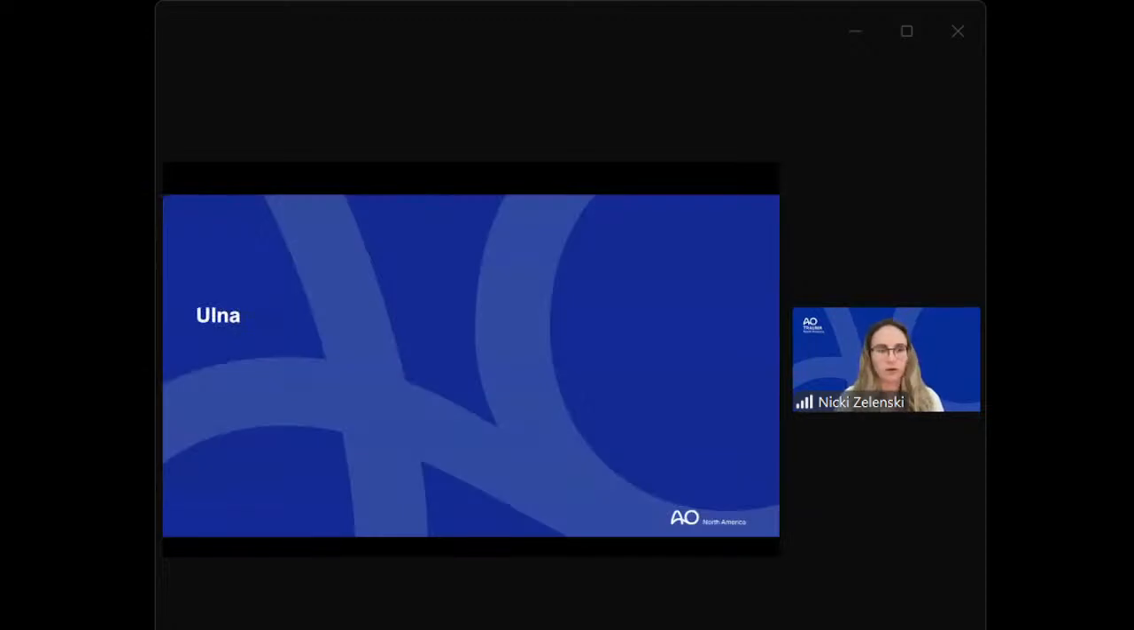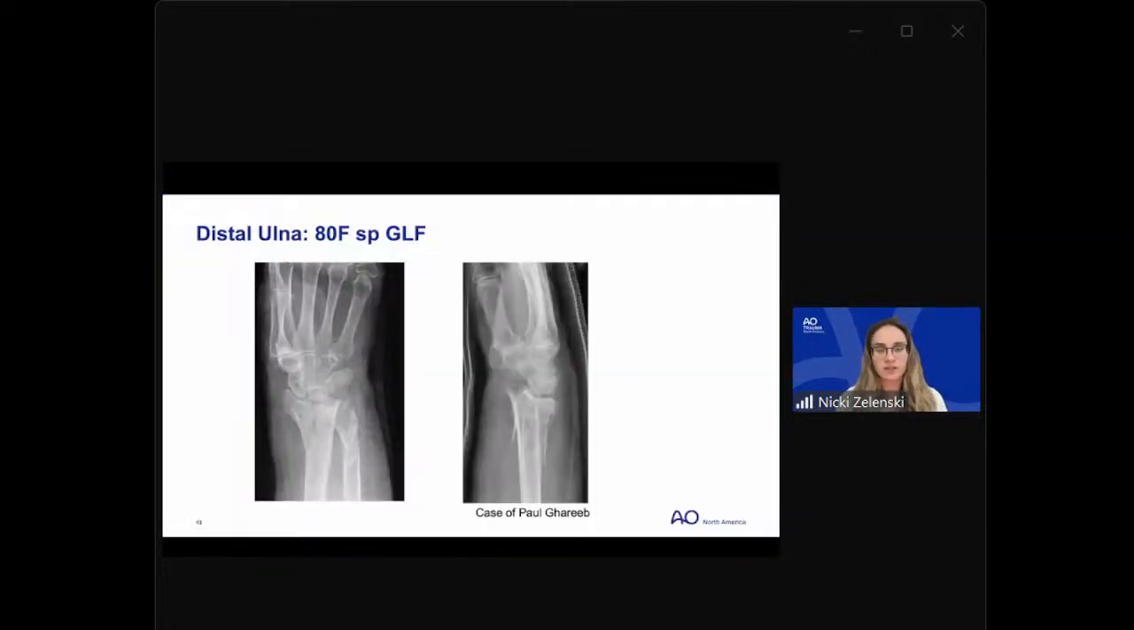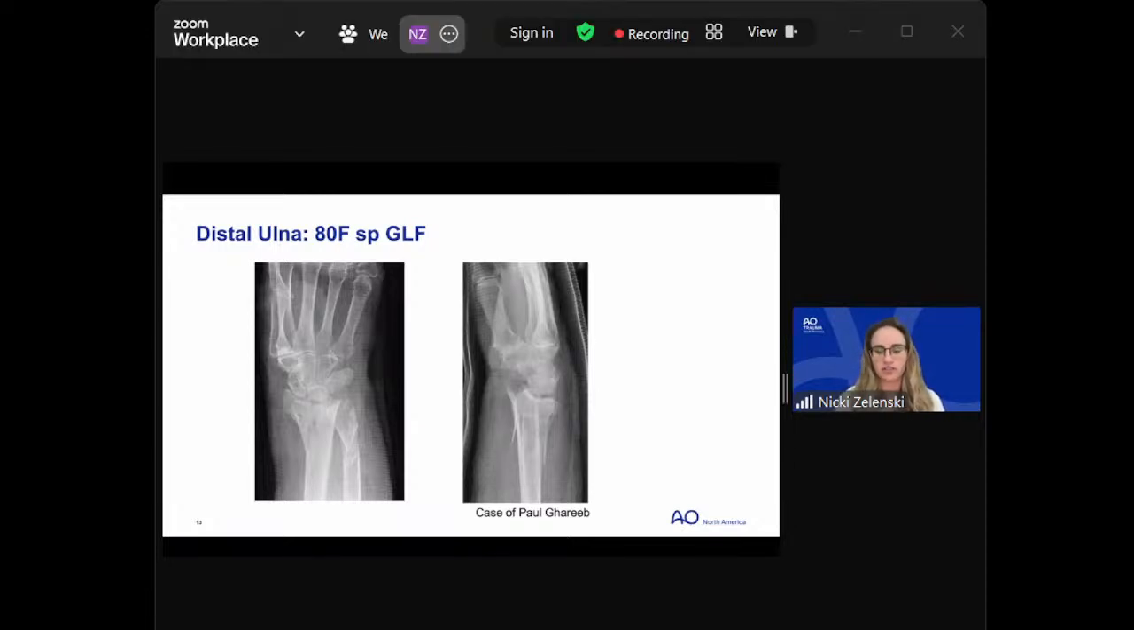All right, let's move on to the ulna. So I'm going to start this discussion with a case of my partner's. She's an 80-year-old that had a ground level fall, and you can see this relatively comminuted, angulated distal radius and ulna fracture that even after reduction is quite displaced. She elected for operative fixation of the radius.